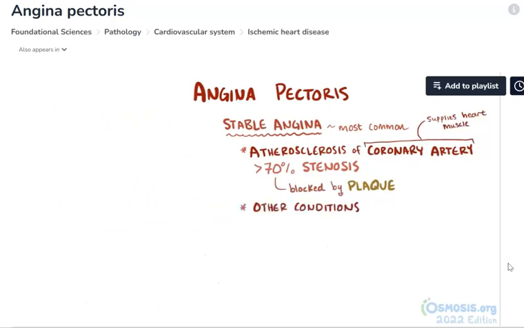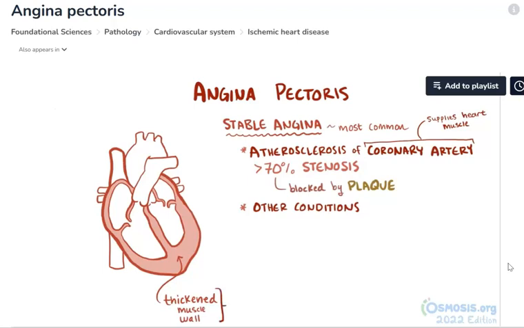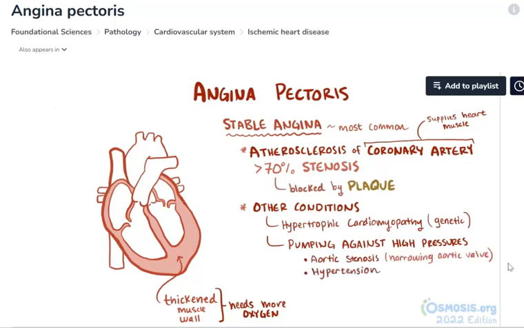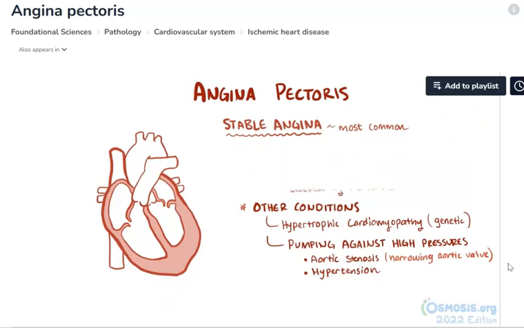Other heart conditions that might lead to stable angina are ones that cause a thickened heart muscle wall, which would require more oxygen. This increase in muscle size can be due to hypertrophic cardiomyopathy from a genetic cause, or as a result from the heart having to pump against higher pressures, as is the case in aortic stenosis, which is a narrowing of the aortic valve, or hypertension. These larger, thicker heart muscles require more oxygen, and if the patients can't meet the increasing demands, they feel pain in the form of angina.